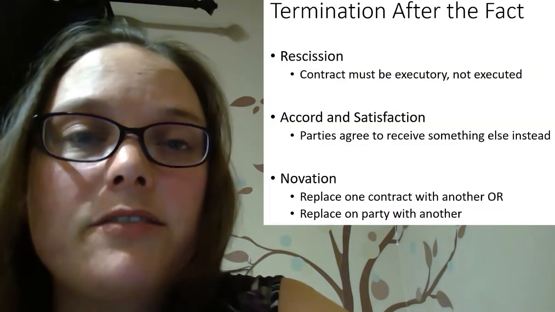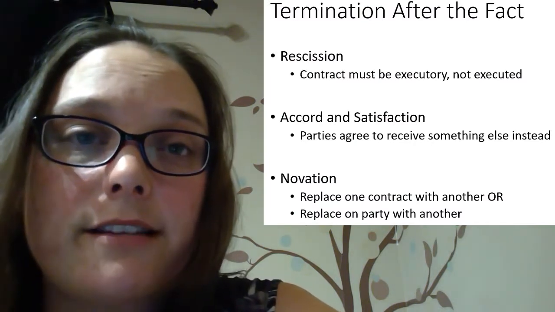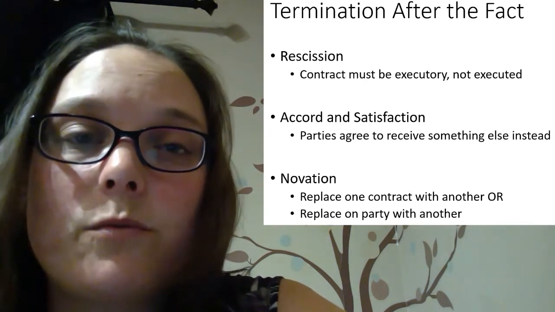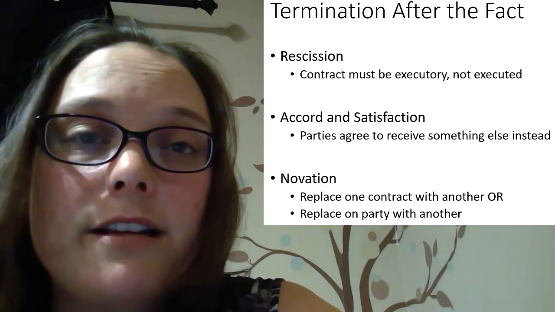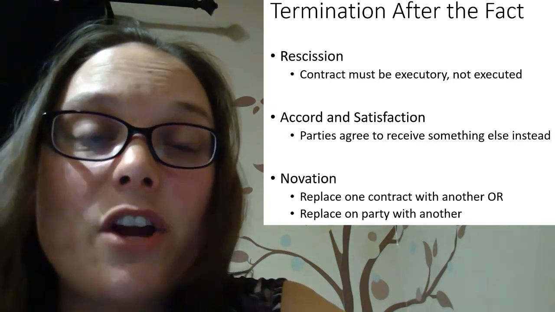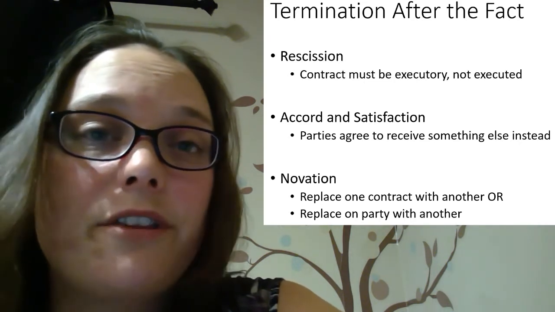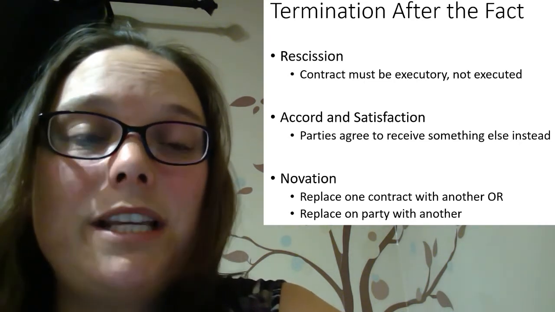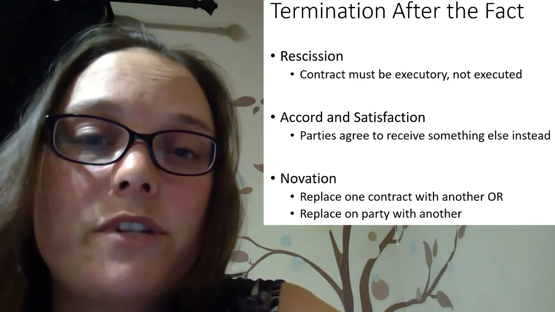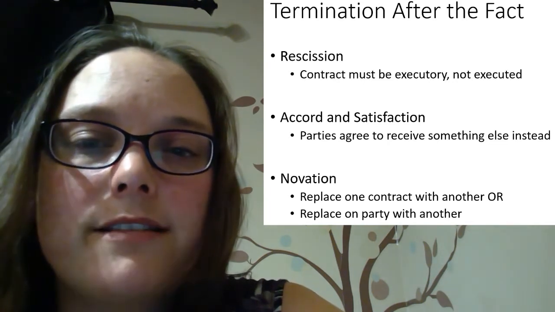The first option is rescission. The parties can agree to rescind the contract and treat it as if it never existed. However, the availability of rescission is limited to circumstances in which neither party has performed. So basically, the contract is what's called executory. It's not executed, it's executory. They have not done anything other than sign on the dotted line, and it's really easy to put the parties back in their place. It's really easy just to rip up the contract. So that's rescission.